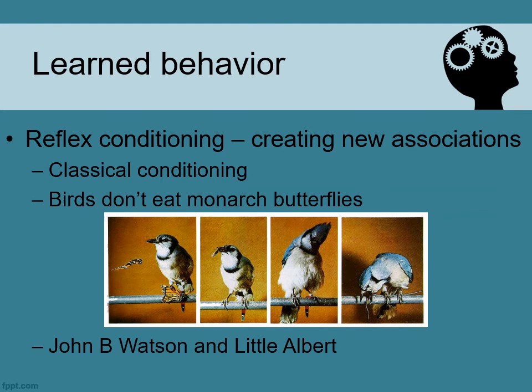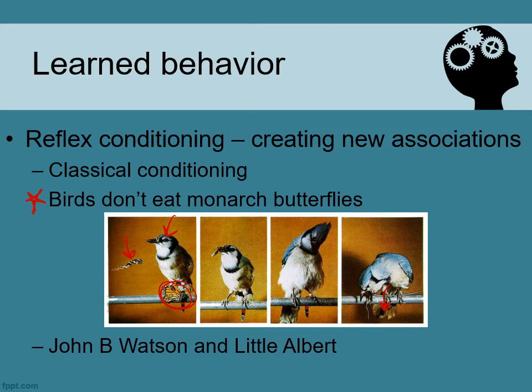Another example of reflex conditioning, birds do not eat monarch butterflies. And the reason is because they don't taste good. So one bird will eat one butterfly and be like, that's disgusting. This is the picture of him throwing up the butterfly because it's so gross. And then after this, he will have an association to no longer eat the monarch butterflies. He'll see the butterfly and he'll think, ooh, bad taste, and he won't eat that monarch butterfly anymore.